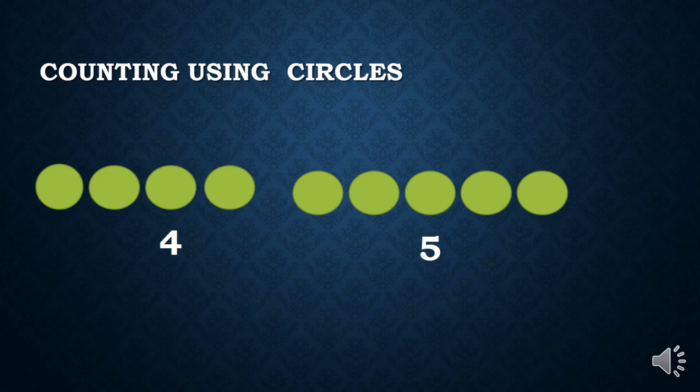Counting using circles again. 1, 2, 3, 4 circles is equal to 4. 1, 2, 3, 4, 5 is equal to 5 circles.